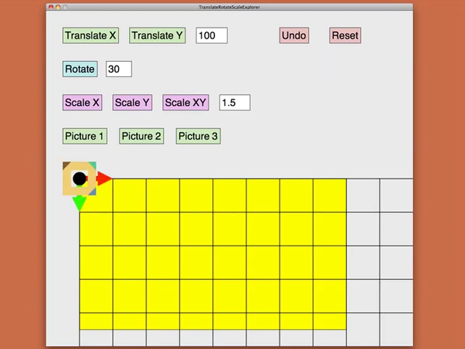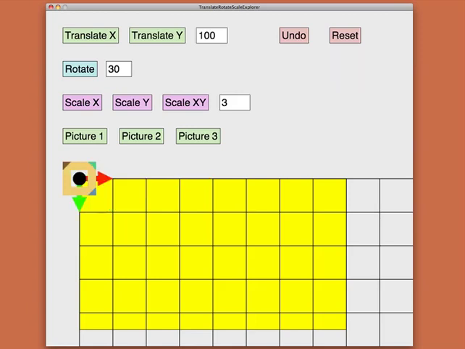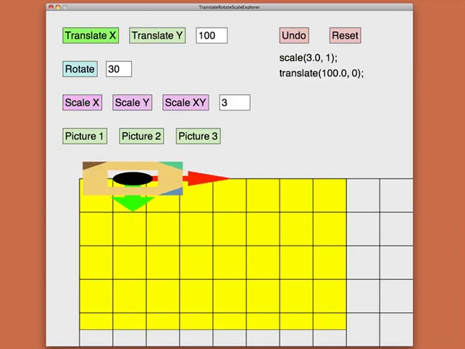Let's look at the interaction between translation and scaling. So I'll reset. So first thing I'll do is I'll translate 100 units in x, and then, to make it really obvious, I'm going to scale in x by 3. So there we are. We're still centered on the top of the graphics window, but now this system is very wide. So I'm going to reverse this. First I'll scale and then I'll translate. So it's reset. So first I'll scale in x, and now I'll translate.